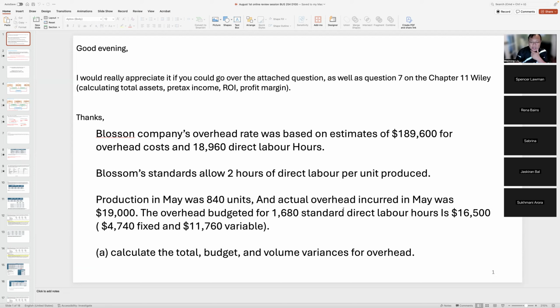So the overhead budgeted for 1,680 standard direct labor hours costs $16,500. And the breakdown is $4,740, that's the fixed cost. The remaining $11,760 is the variable cost. So the question asks how to calculate the total overhead variance, the budget overhead variance, and the volume variance. So that's the question.